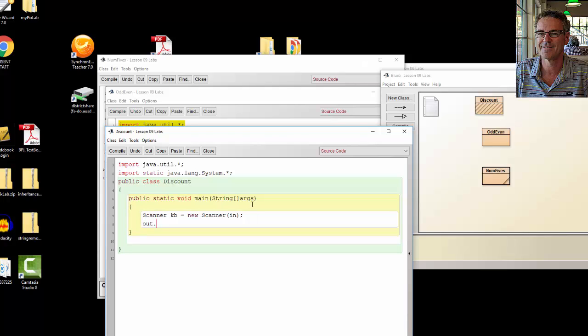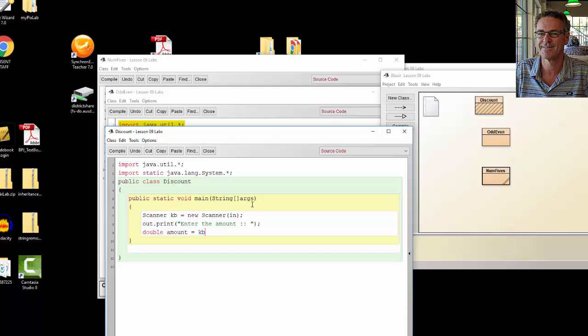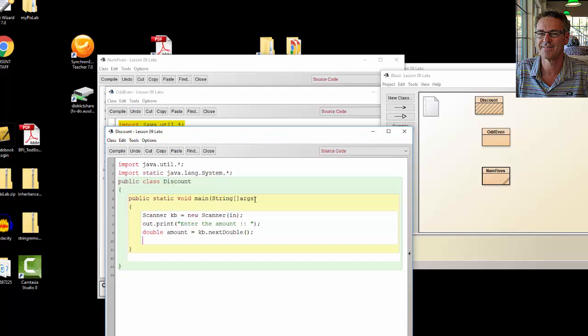The first one, Discount, you want to ask for an amount. Store that in a double. And then you want to see if it's 50 or more. If it's 50 or more, we discount it by 10%. So 50 minus 10% becomes 45. If it's 80, 80 minus 10% becomes 72.